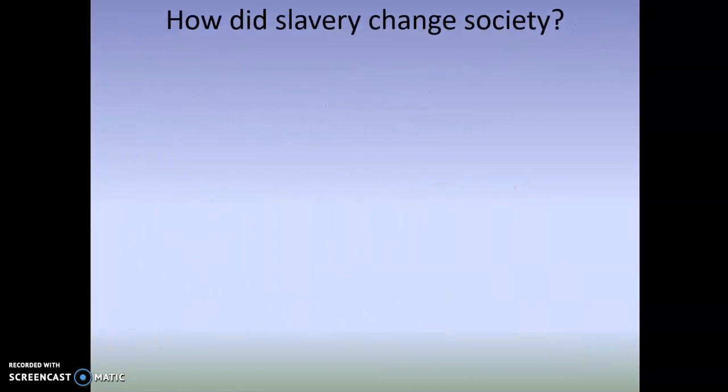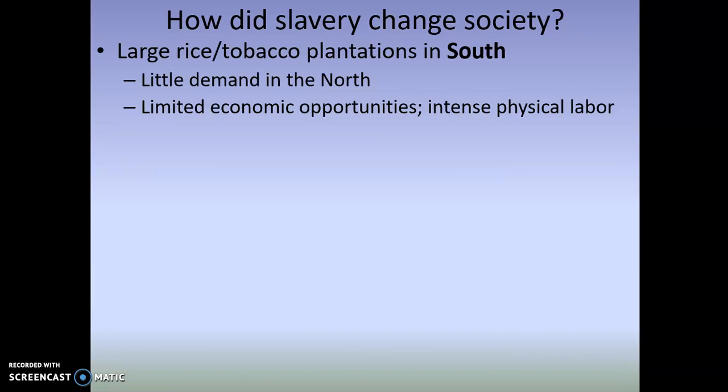So with regard to how it changed society, mainly in the South, but that's not to say it wasn't in the North.